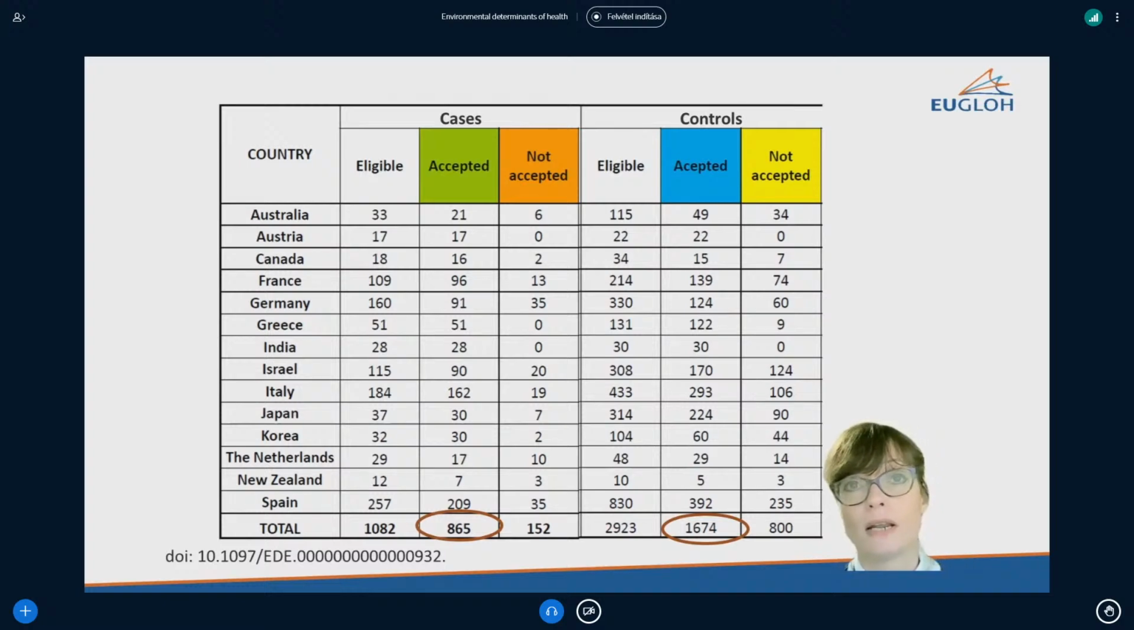Nevertheless, the final number of brain cancer cases in children and adolescents in this study was almost 900, which is behind what we were aiming at, but today the largest study, or at least one of the largest studies on childhood brain tumors, which could be conducted so far.